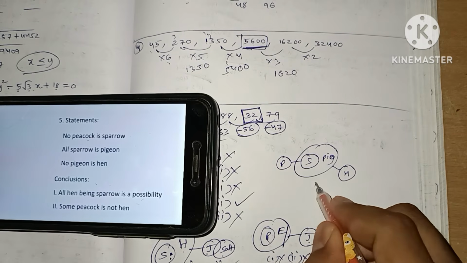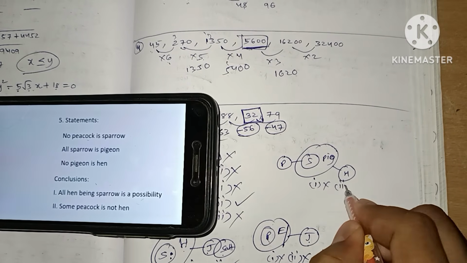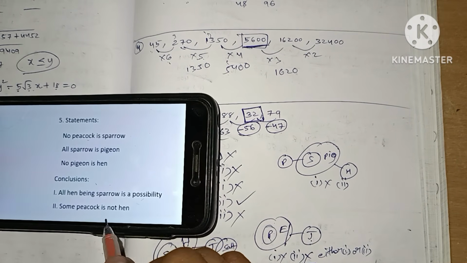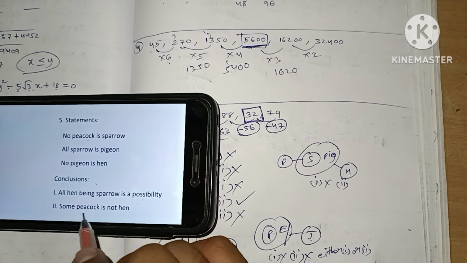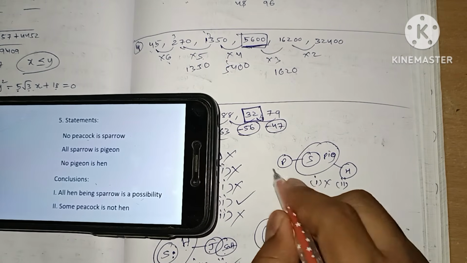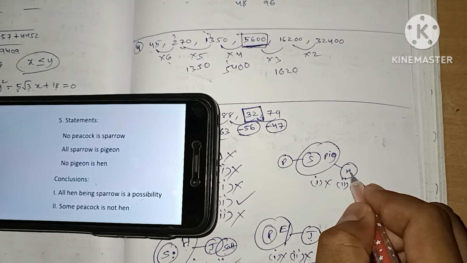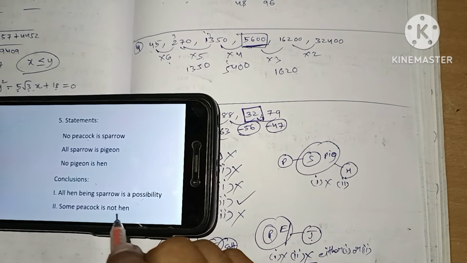No, it is not possible. So first conclusion will be false. Second conclusion, some peacock is not a hen. We see not here, so we check all peacock can be hen. All peacock can be placed inside hen. It is possible. All case possible means some not case will be false.